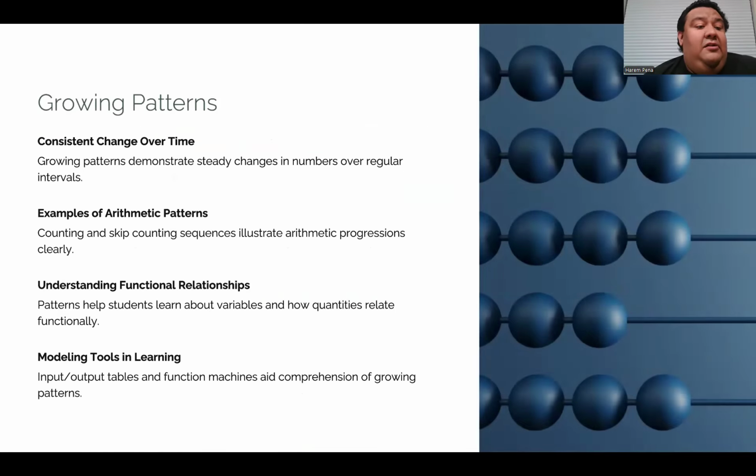Our second pattern is our growing pattern. In contrast to repeating patterns, these show a constant change or growth between each step. For example, counting 1, 2, 3, 4, 5 shows a pattern that grows by 1 each time. Or counting by 5s, 5, 10, 15, 20 shows growth by 5. We can also show this visually, like using blocks that increase in number each step. Students begin to describe this change in words and eventually in symbols, which is a key part of algebraic thinking.